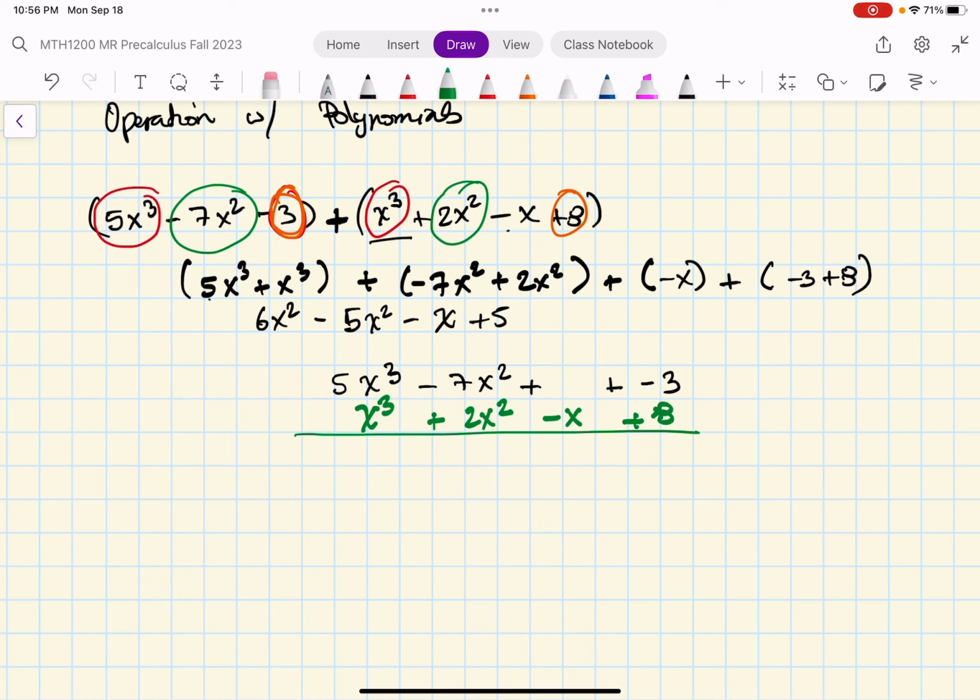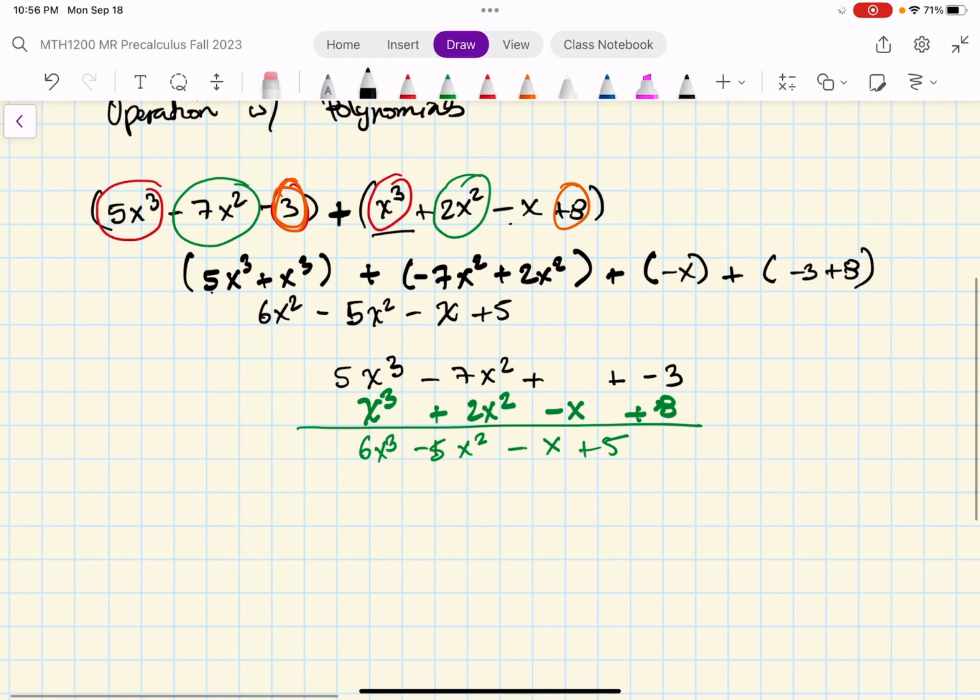When I add them vertically, I can say 5x cubed plus x cubed is 6x cubed. Negative 7x squared plus 2x squared is negative 5x squared. Then 0 minus x is just minus x, and negative 3 plus 8 is plus 5. Notice that we still get the same result, okay? So this is addition of polynomials.